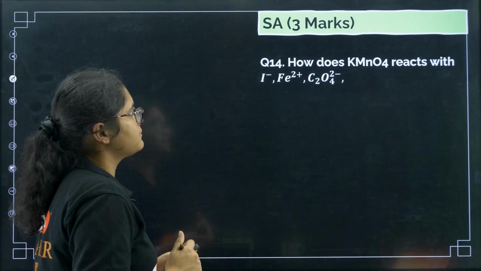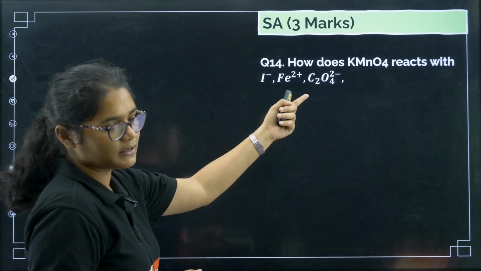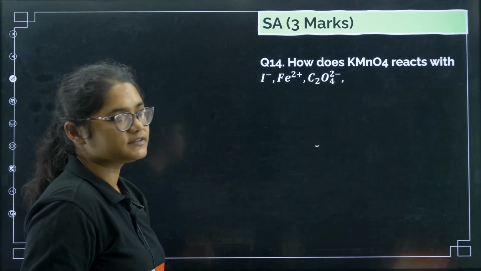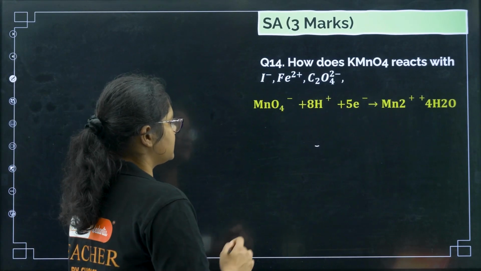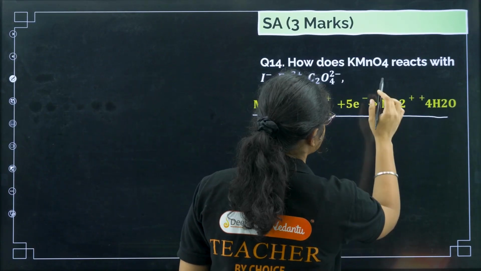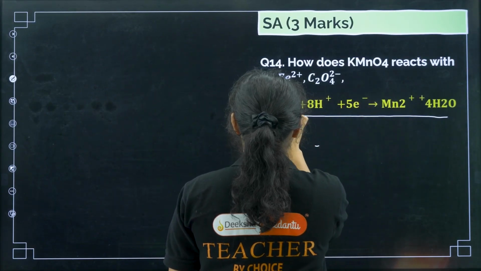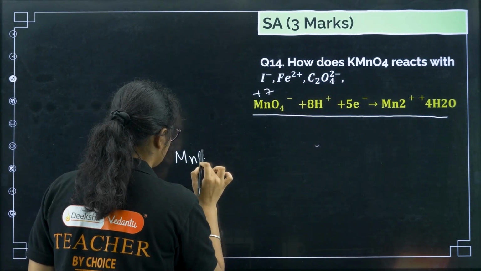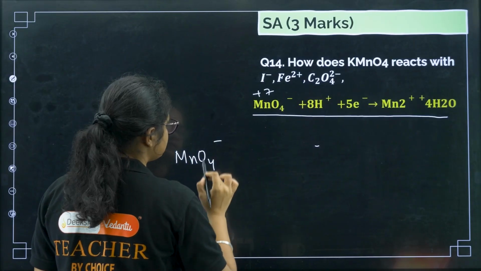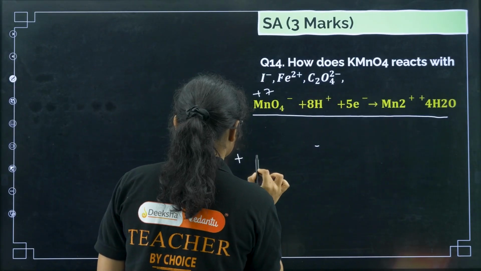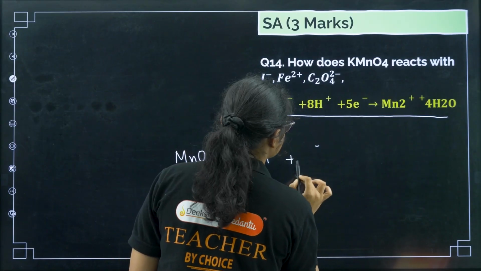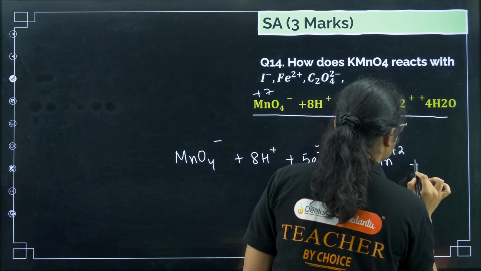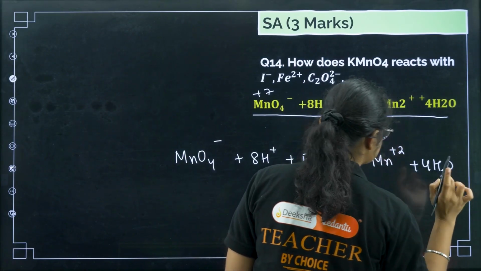Next question number 14, how does KMnO4 react with these? Same type, I- to I2, Fe2+ to Fe3+, C2O4 2- gets converted to CO2. This is the basic reaction that you should remember. In acidic medium, Mn+7 is converted to Mn2+. If I want to write the reaction, for example, I'll write one for MnO4- and others you have to try. MnO4- + 8H+ + 5e- gives Mn2+ + 4H2O. This basic reaction you should remember.